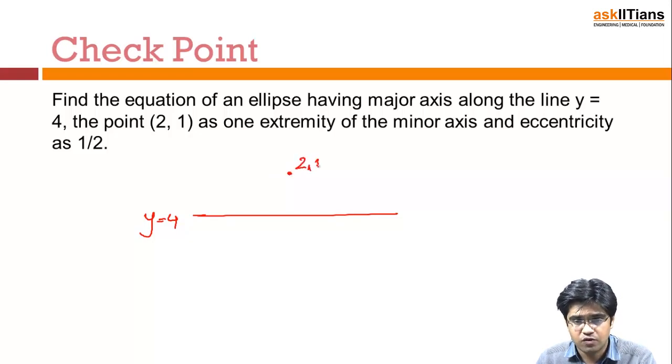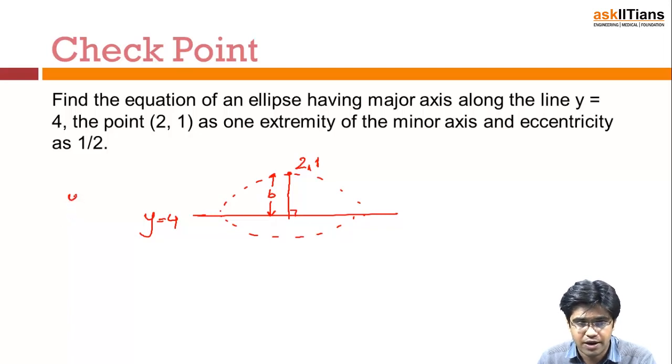And (2, 1) is one of the extremities of the minor axis. So let me complete the figure. This is what our ellipse looks like. If (2, 1) is one of the extremities of the minor axis, that means if I draw a line perpendicular to this y equals 4, this length will be my semi-minor axis length, that is b. I can easily find it out, as I know the perpendicular distance from a point to a line.